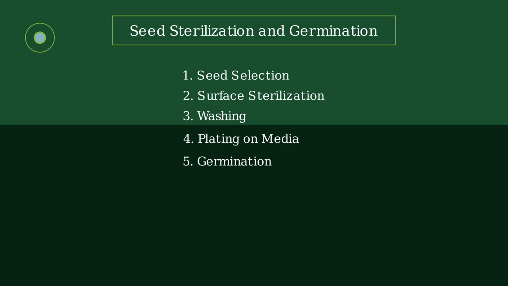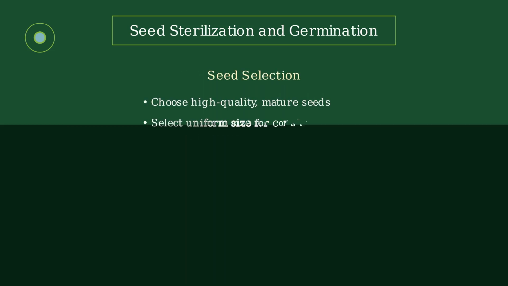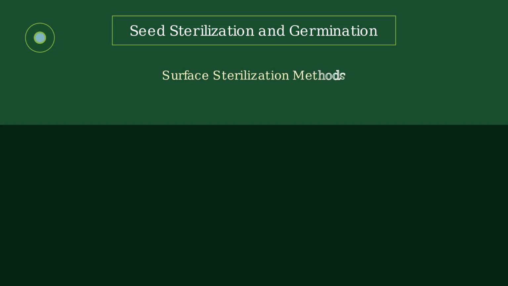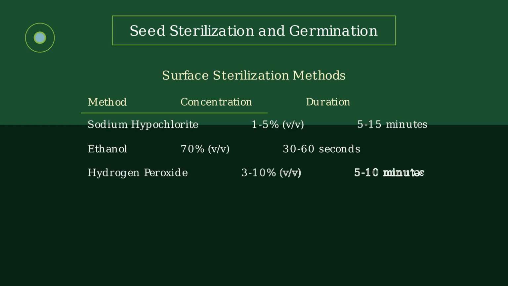This section covers seed sterilization and germination, essential steps in Agrobacterium-mediated transformation. The process involves 5 critical steps: seed selection, surface sterilization, washing, plating on sterile media, and controlled germination. Begin by selecting high-quality, mature seeds of uniform size. This ensures consistent results and reduces contamination risks. Several sterilization methods can be used. Sodium hypochlorite at 1 to 5% is common for 5 to 15 minutes. 70% ethanol provides rapid sterilization, but only for 30 to 60 seconds to avoid seed damage. Hydrogen peroxide is a gentler alternative.